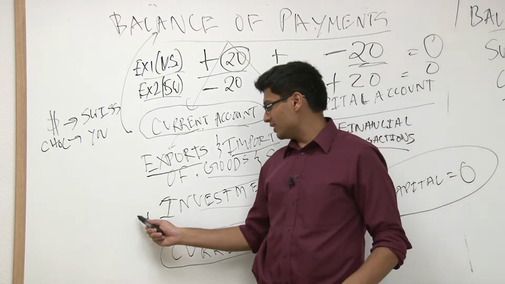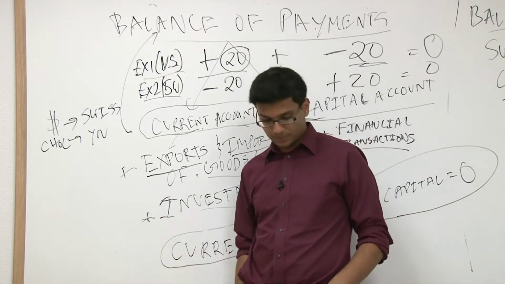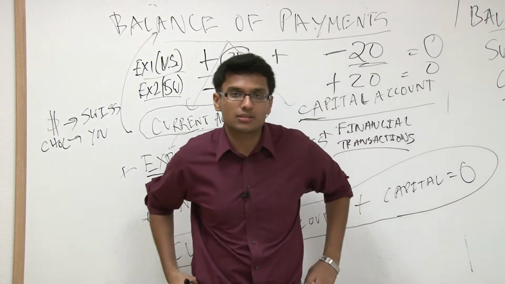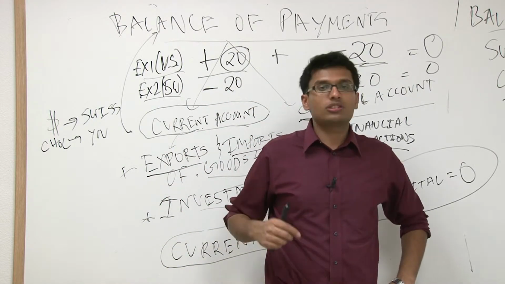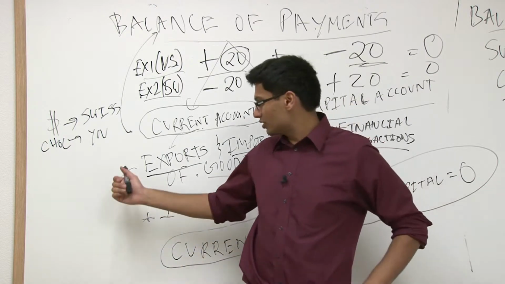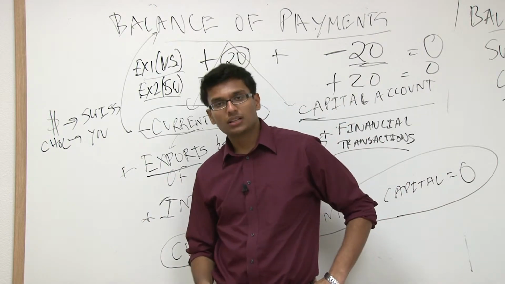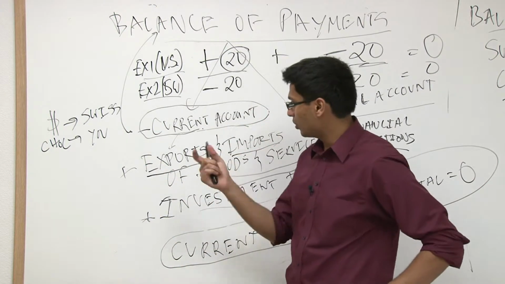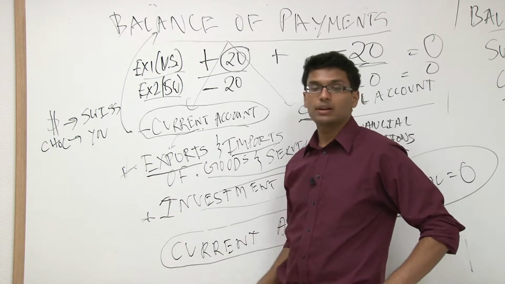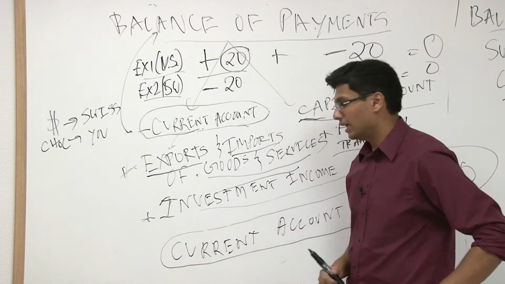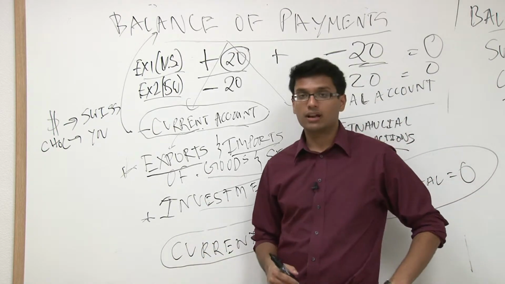The other part of it is investment income. How does investment income happen? Well, let's say the US invests in bonds across the world and foreign currencies across the world. If they make interest or have to pay interest, that comes under the current account. Small part of current account. Big part is exports and imports of goods and services. So keep your eye out for these, but also keep in mind the investment income does come under current account.